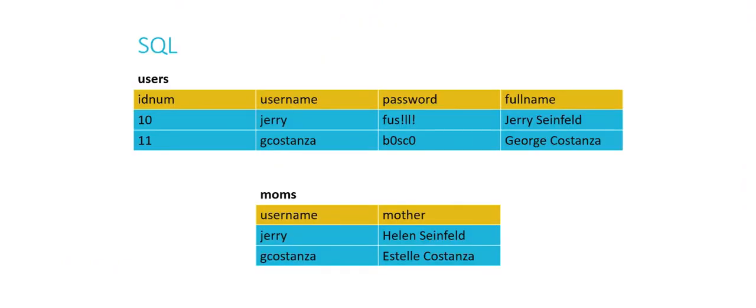For all of the examples that we're going to cover in this video, we're going to consider a database that contains 2 tables called users and moms. You can see users has 4 different columns: ID num, username, password, and full name. And moms has 2 different columns: username and mother. Let's now start to work with these and see how we can manipulate this database and the tables within it to, for whatever reason we need, be updated in our website.